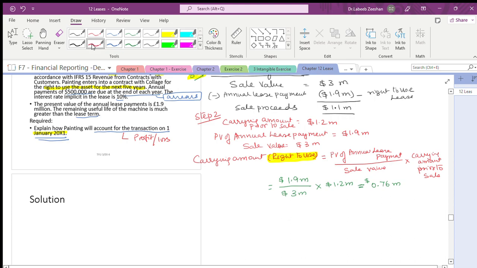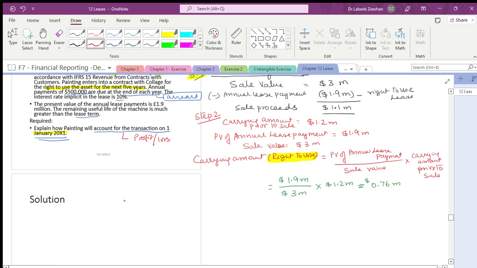Are you clear about this? Step 1 is sale value, the sale proceeds we have done. Second thing is there is a carrying amount before sale and carrying amount right to use after sale. Whenever we are talking about after sale, we have to see the annual payments we are doing divided by the sale we are getting. On this much sale, how much we have to pay as annual payments, and what is the carrying amount prior to sale of the asset.